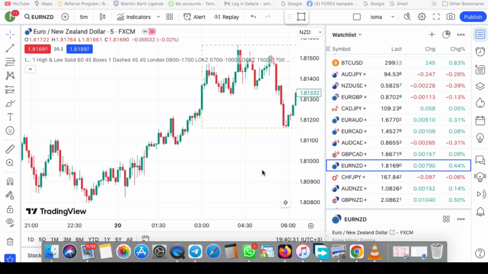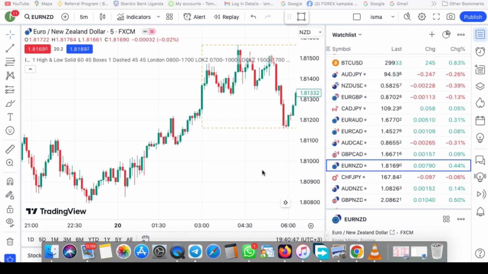So let's go directly onto TradingView and we see. The pair that we're going to work with today is called Euro NZD. As you can see, this is Euro NZD. The time frame is going to be 5 minutes. The strategy works in all pairs.